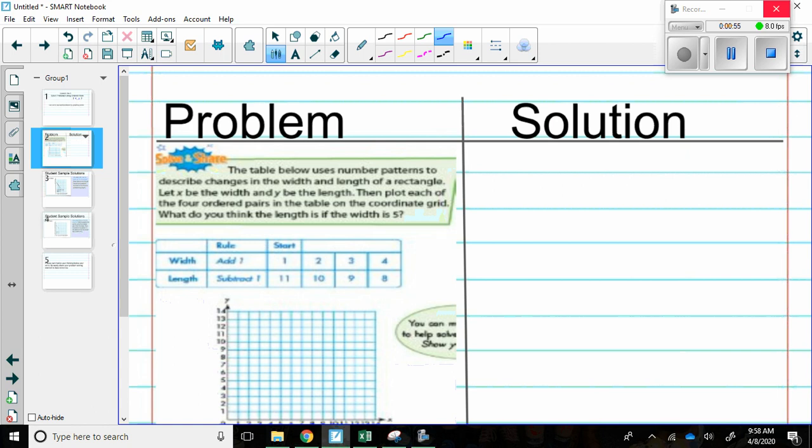Today's solve and share problem reads: the table below uses number patterns to describe changes in the width and length of a rectangle. Let x be the width and y be the length. Then plot each of the four ordered pairs in the table on the coordinate grid. What do you think the length is if the width is 5? Go ahead and solve this problem any way you choose. Press play when you are ready to see how I would work the problem and other students.